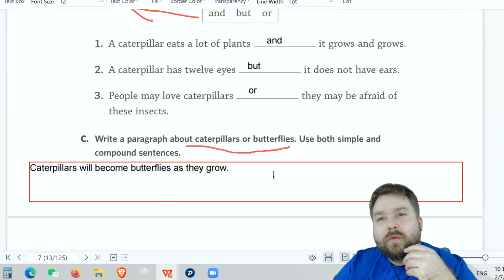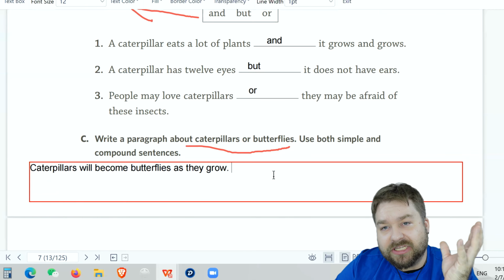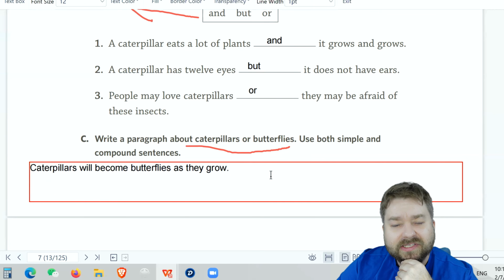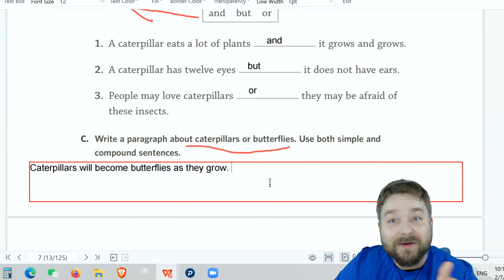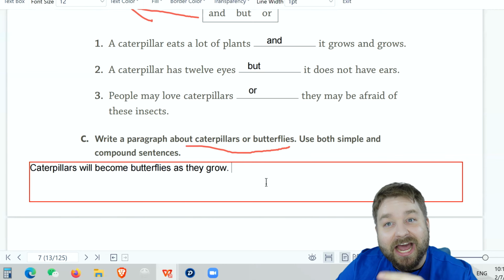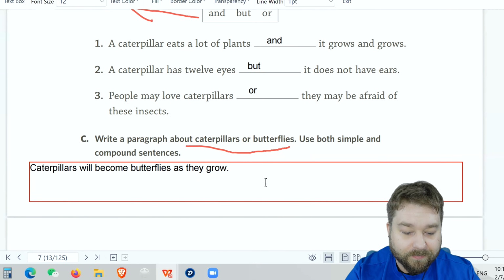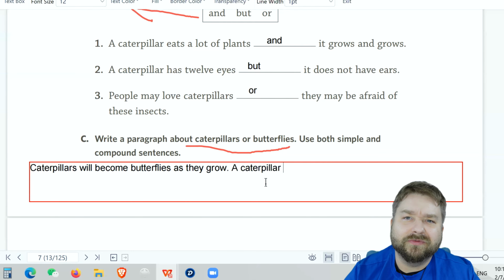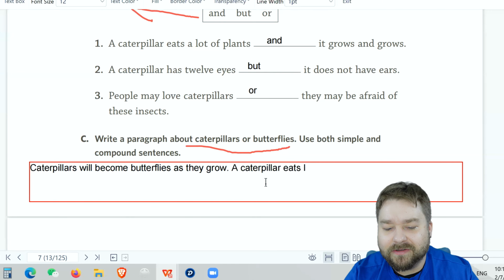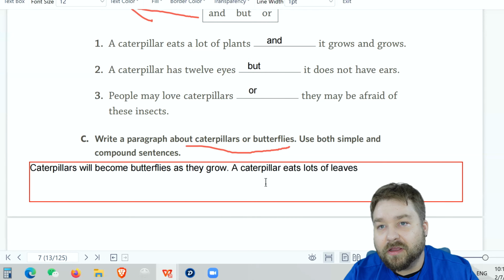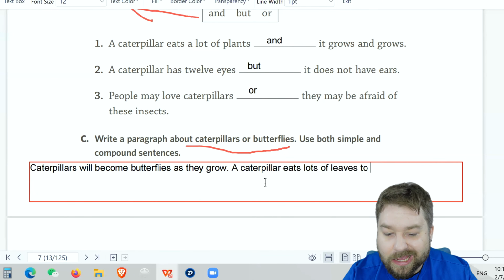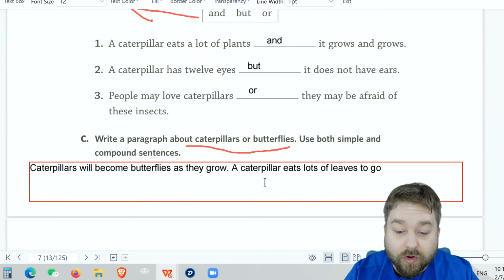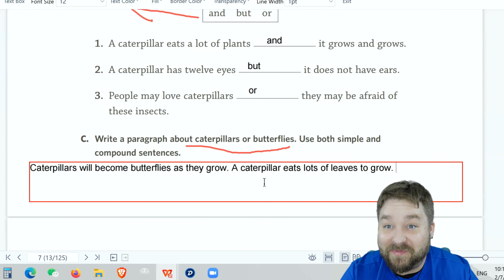All right. Well, let's think about this. We're going to talk about the change where a caterpillar becomes a butterfly. How does it do that? That's what I should talk about, right? I should talk about that change. How does that happen? So, a caterpillar, what does it do? A caterpillar eats lots of leaves to get bigger, right? To grow. I like that because that was up in the other sentence. A caterpillar eats lots of leaves to grow. G-R-O-W. Got to spell it right, right?